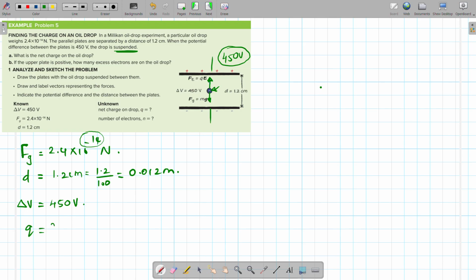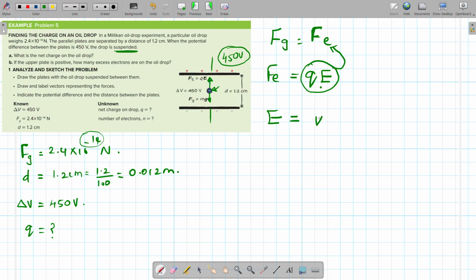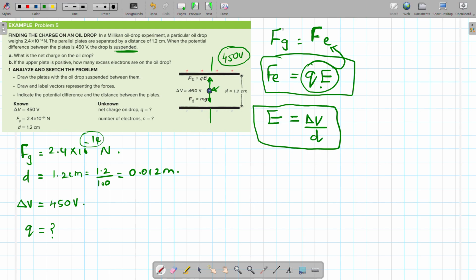So we are going to find Q. First step: we know that as the oil drop is suspended, the downward force is equal to the upward force. Electrical force is equal to the gravitational force. What is the electrical force formula? Q times E. You can substitute in this place. Also, the electric field formula is equal to delta V, the potential difference, divided by the distance. So we are going to substitute all this in equation number 1.